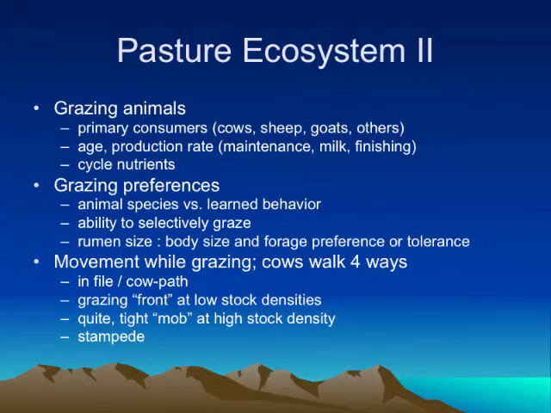Okay, let's jump into the animals. Animals, these are the primary consumers, cows, sheep, goats, whatever you have out there. Their age and production status or production rate that you need is important to keep in mind. Are they maintenance, milking, finishing? They are major contributors to the nutrient cycle, as Joshua pointed out. They do have grazing preferences that are based on animal species, but a lot of it is learned behavior.